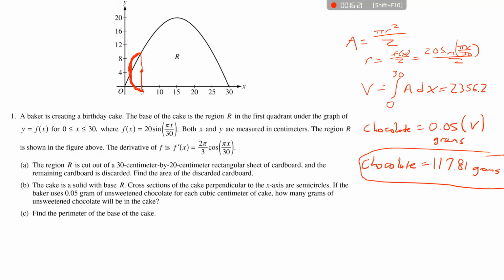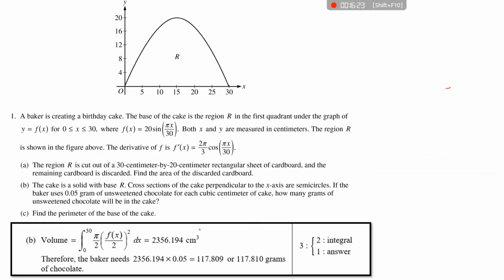Okay, and we'll check. Okay, 2 points for the integral. Okay, this was f of x over 2. We did square it. Okay, that looks good. We did multiply by pi over 2. Go from 0 to 30. Okay, I think we're set.